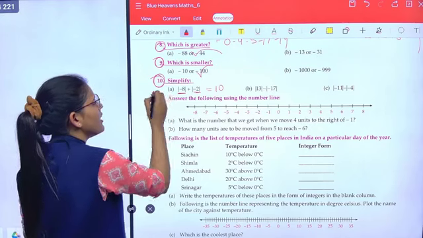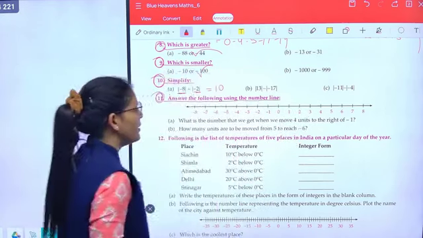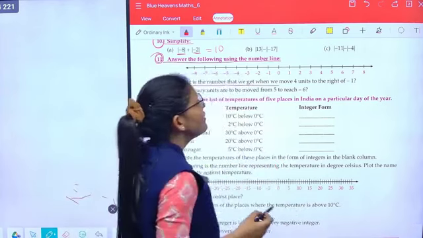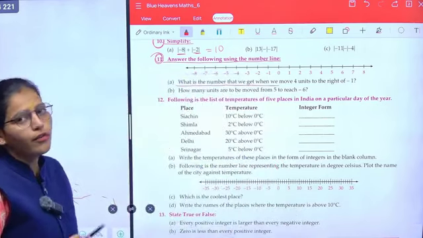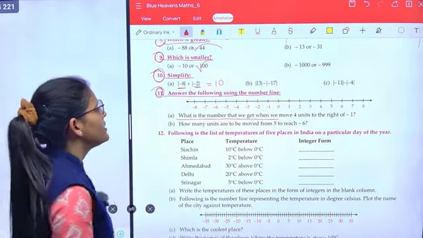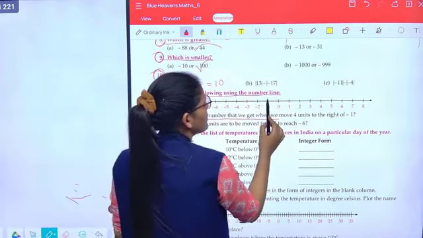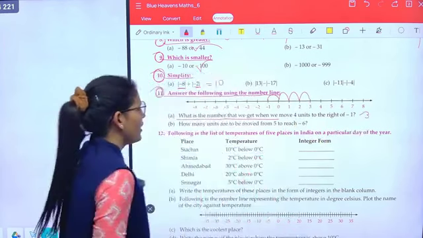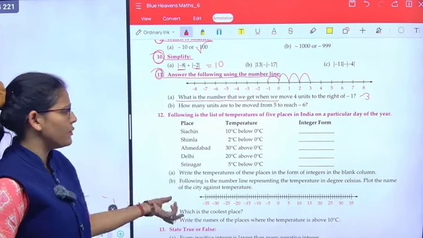Come on, question number 11. Answer the following using the number line. Now, what is the number what we get when we move 4 units to the right of -1? -1 के 4 units. Now class 1, 2, 3, 4. That is 3 number. Okay class, rest of the part do yourself.